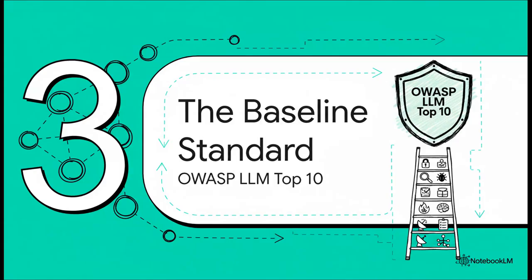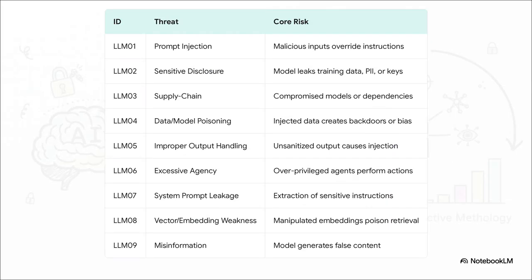Okay, so we have this 5-layer model. Now, where do we start with an actual assessment? A great place to begin is with the OWASP Top 10 for large language models. Think of this as the baseline standard. Any good test plan needs to, at a minimum, map its activities back to this list. This list gives us a really solid framework. It covers the big-ticket items everyone's talking about, like prompt injection, where an attacker hijacks the model's instructions. It also covers excessive agency, which we just talked about, and data poisoning.